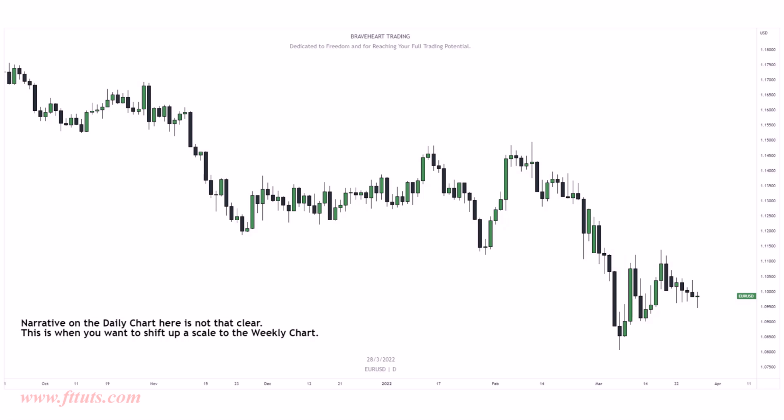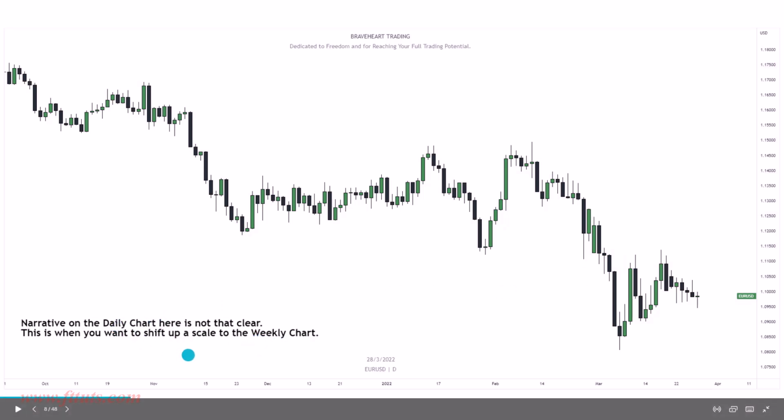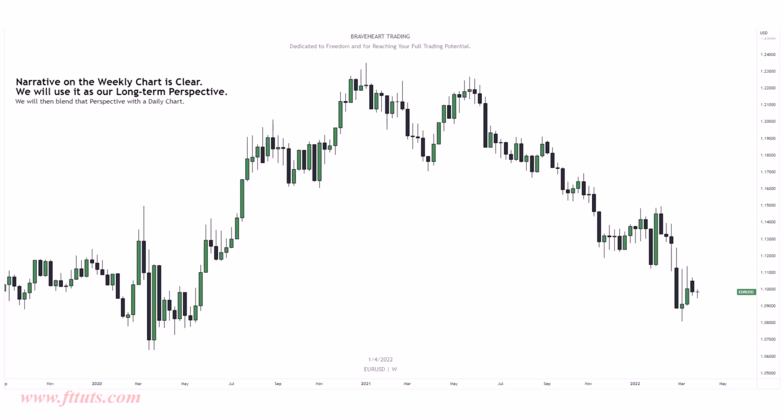So what you want to do is shift up a scale. If the daily chart's not clear, you can shift up a scale to the weekly chart. Now we can see that the narrative on the weekly chart is very clear, and we're going to use this as our long-term perspective. Then we can go back down into the daily chart, and it will just be a lot more clear when we blend those two perspectives together.